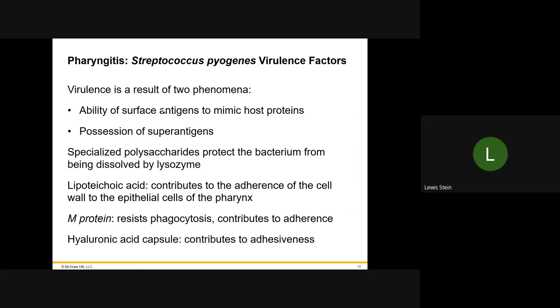That M protein, okay, is not only for adherence, but also, think of it as part of a capsule as well, and that resists phagocytosis. That's a big problem. We see that particularly with Streptococcus pyogenes. So you can see the capsule as well as that M protein with that cross reactivity.